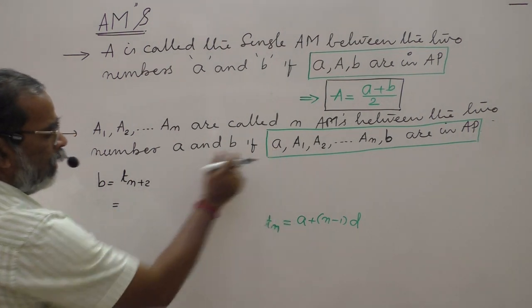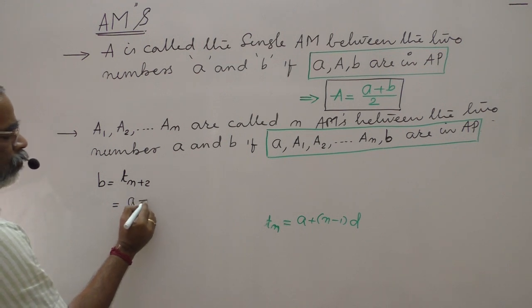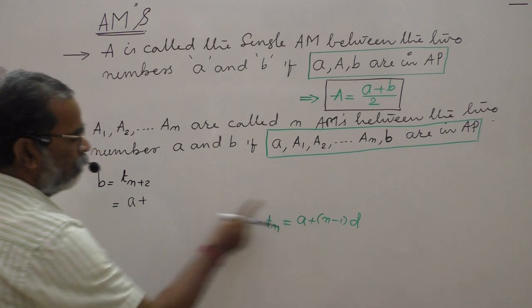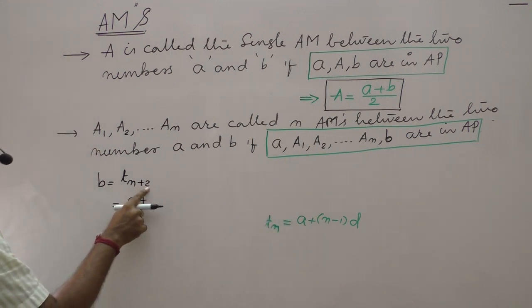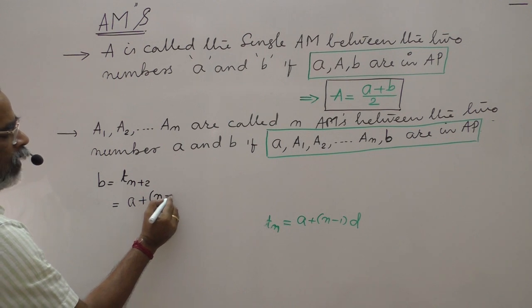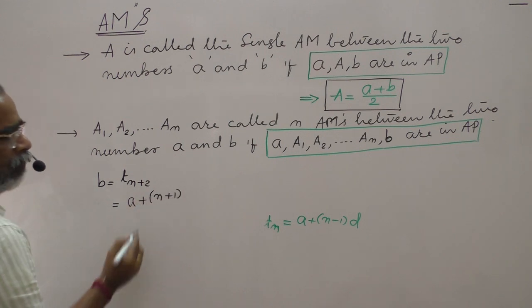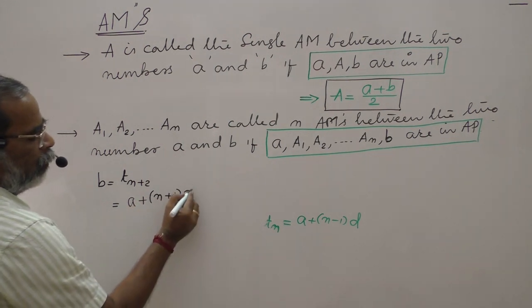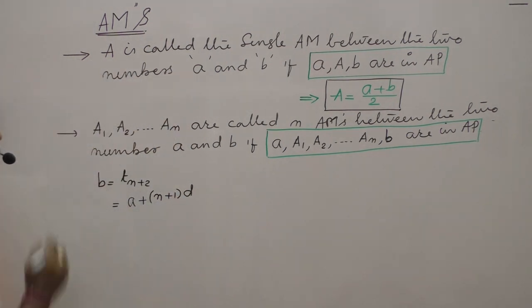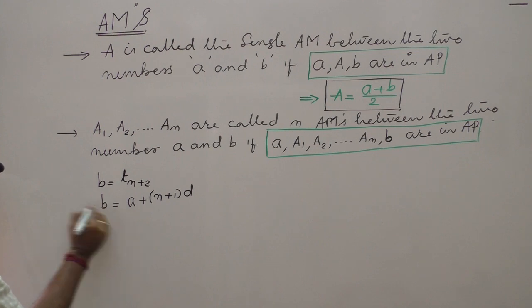What is a? a is the first term. If you want the nth term, you should write n minus 1. Here this term is the n plus 2th term. So what should I write? n plus 2 minus 1, that is n plus 1. We will suppose the common difference is d only. So this is b. So b is equal to this.